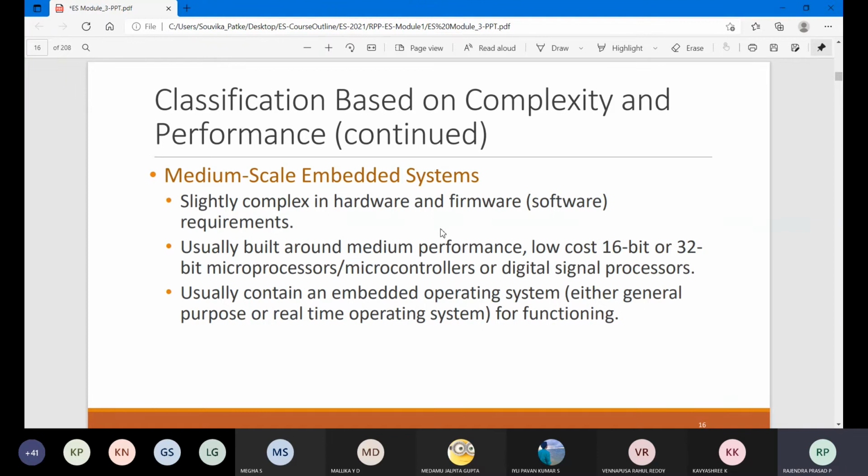Medium scale is something more complex. Like if I take a mobile toy, if I press one, you'll get music of one kind. If I press two, I will get one more kind. If I change the mode, I'm going to get an animal sound. For two, I'm going to get another sound. That is nothing but a medium scale embedded system.